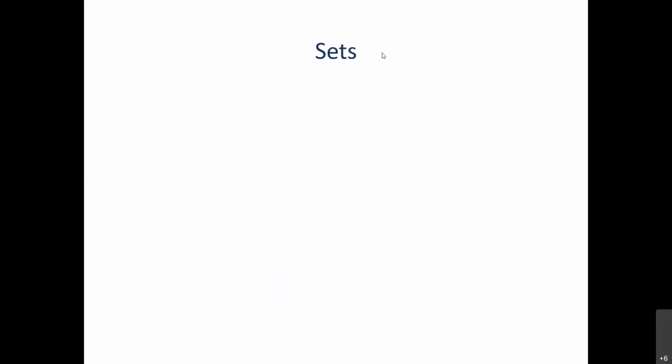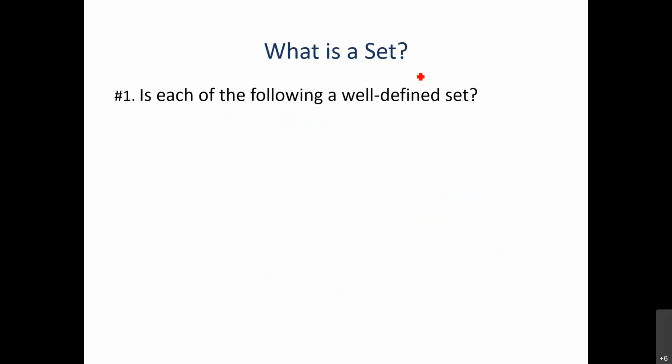So, starting with sets. And what is a set exactly? Well, let's run through some examples of what makes a set well-defined. Now, there are some specific rules that make a set well-defined, but we'll worry about that in the future. Let's see some examples, where you open the braces, then you put some objects in this set. What makes it a set?